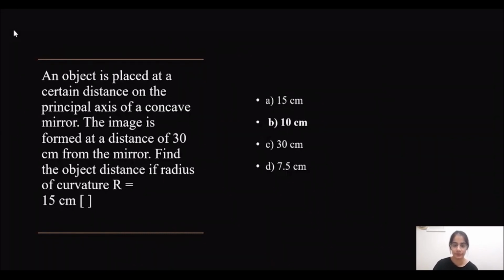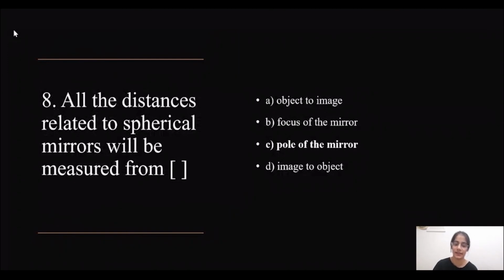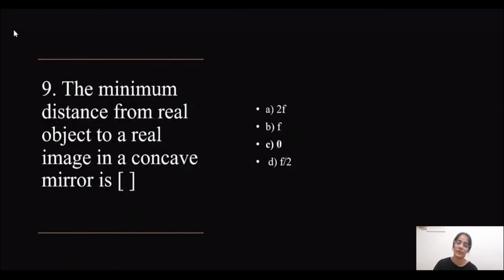Next question. All distances related to spherical mirrors will be measured from the pole. It is in the sign convention rules that all distances relating to spherical mirrors are measured from the pole of the mirror. Next question. The minimum distance from a real image to a real object in a concave mirror is.